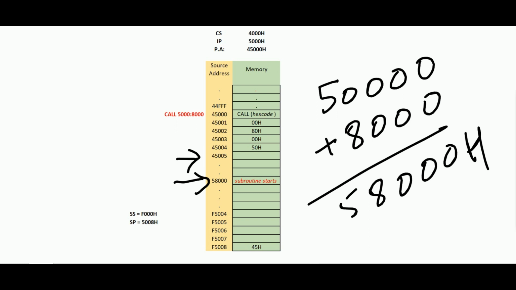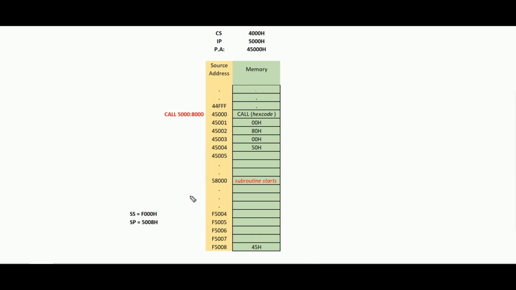So let us do the stack operations. At the first point, what will be moved is your code segment value. The code segment value is 4000, so first comes 40H, then 00H. After that we will move your instruction pointer. The instruction pointer value is 5005, so 50H and 05H. Earlier the stack pointer was pointing to 5008H, and now this will be updated to 5004H. So this completes your far call.